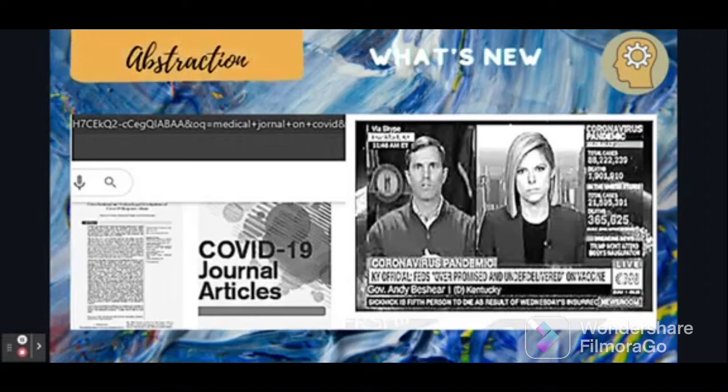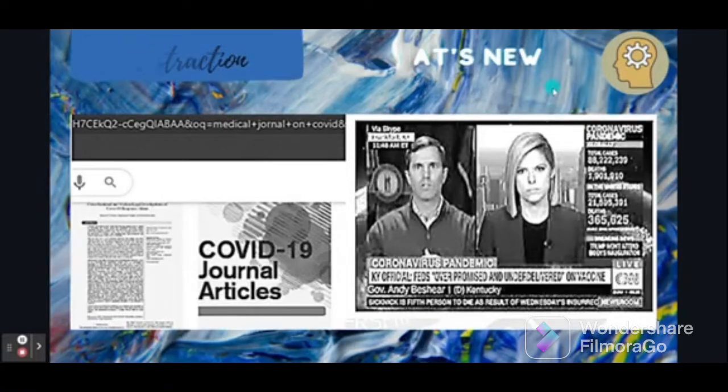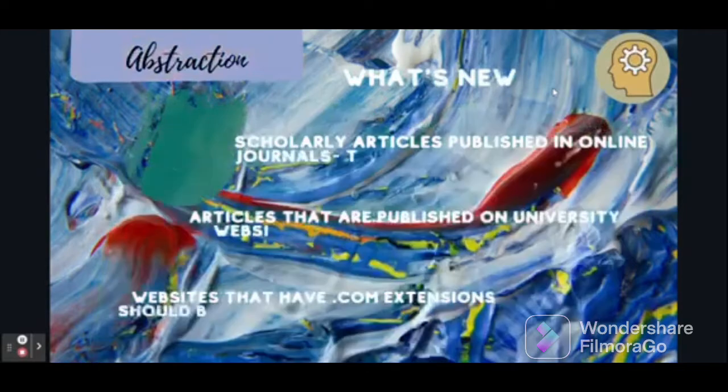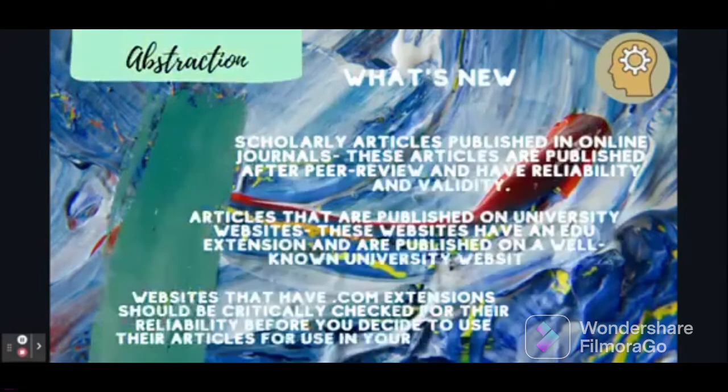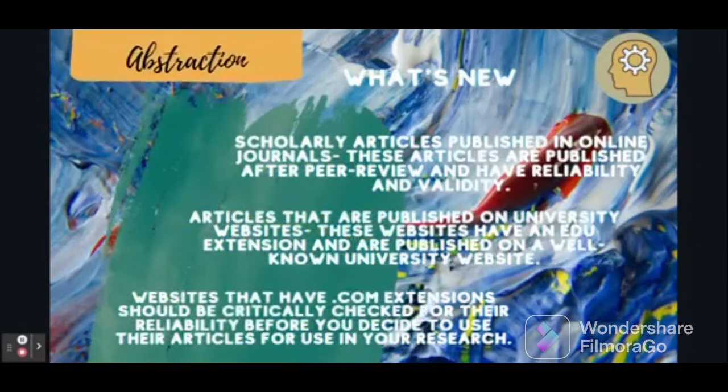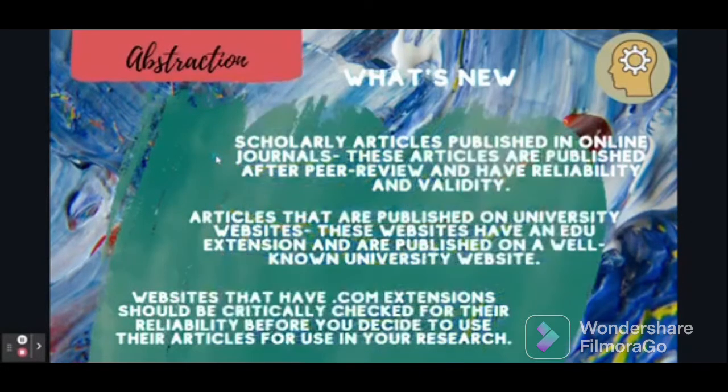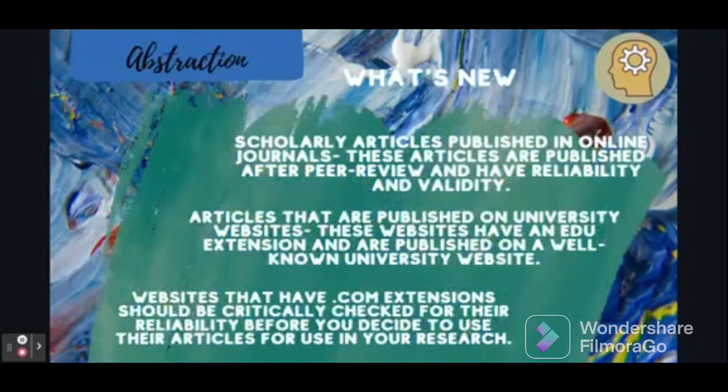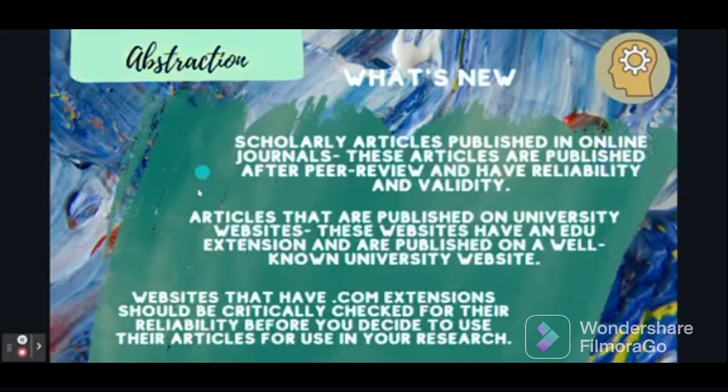Online sources, class, are becoming more popular nowadays because of the availability of the vast amount of material. And students often get confused whether the online material they have searched and found is a reliable one. We have to consider the following points before deciding about the use of an online source in your research. We have here scholarly articles published in online journals. These articles are published after peer review and have reliability and validity.